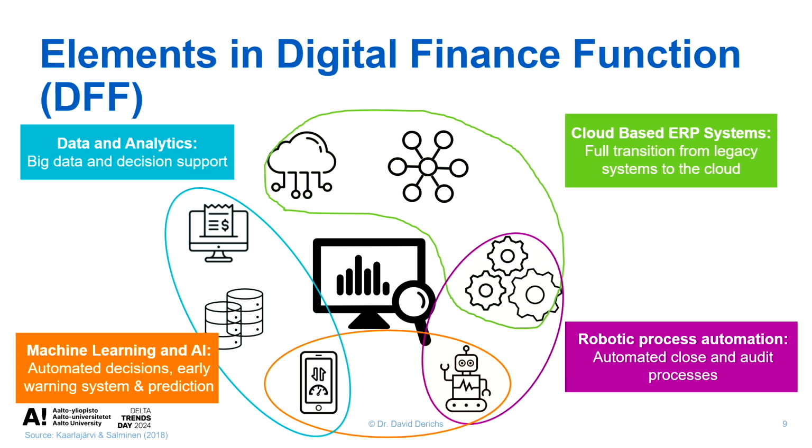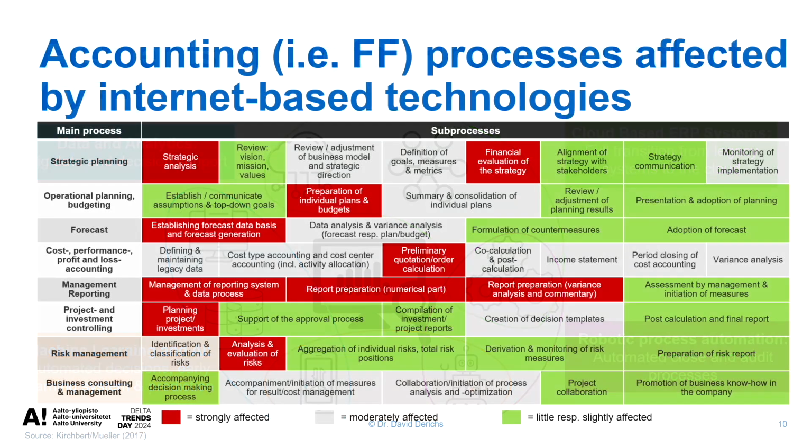If we go to the orange one, we have machine learning and AI, which allows for more automated decisions, early warning systems, predictions, core tasks of an accountant and controller. And finally, we have all this data analytics, which supports decisions, like I just said. Now let's go into more detail here, actually. What processes are then affected?